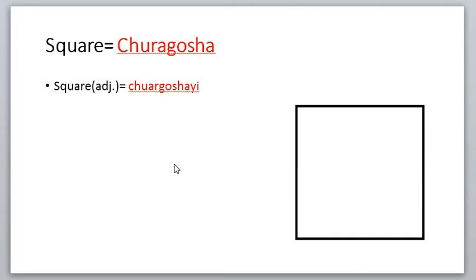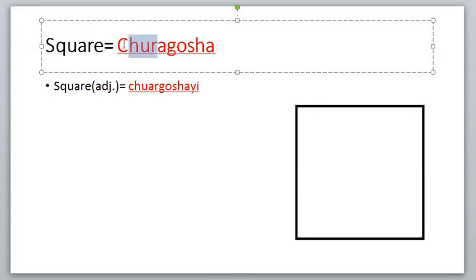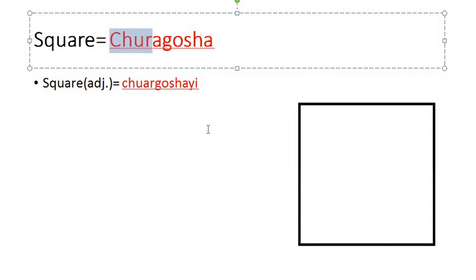Okay, so square is chwar gosha. In Kurdish, chwar is number four and gosha is angle, so chwar gosha. In English, if it was like triangle, you could say quadrangle. Quaternion, quarter, anyway, just forget it.